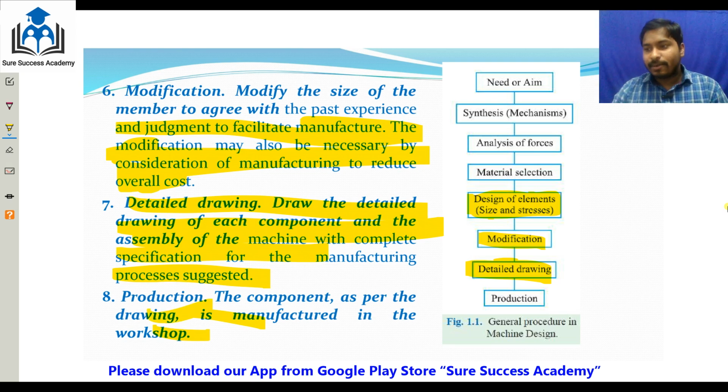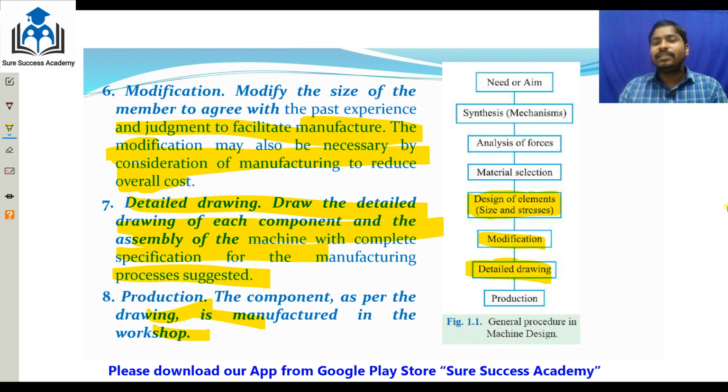So friends, first you have to know the need, what the aim of this machine is. After that you have to decide which mechanism is suitable for this one. Then you have to do the analysis of forces. After analysis of forces, you have to see the appropriate material selection, which material is best suited for these particular stresses, from the strength point of view, or stiffness, or maybe durability or hardness. What is the requirement? Based on this you have to select the materials.